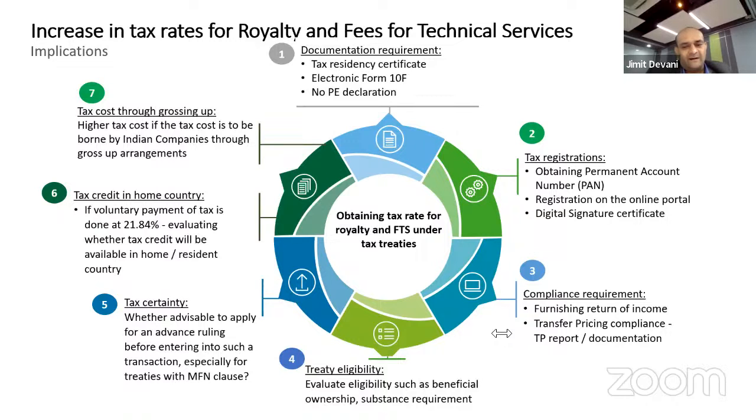Are all the non-residents required to obtain PAN who provide royalty, FTS? Yes, if they are claiming the treaty benefit. If they do not claim the treaty benefit, they are okay with 21.84%. If the treaty benefit is denied in their foreign country, which they can check with their foreign consultants, then they are not supposed to obtain PAN. But if they want to claim the treaty benefit rate, then they will have to obtain a PAN compulsorily and file 10F.